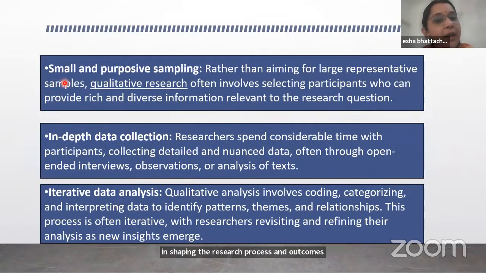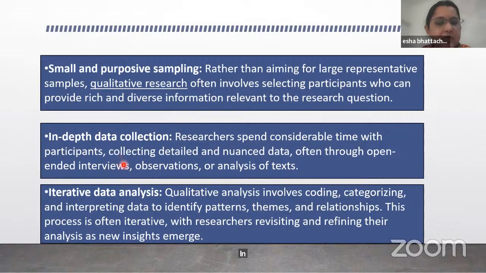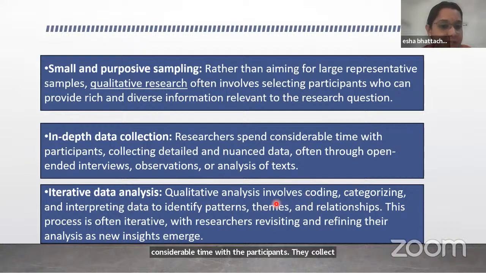We go for small and purposive sampling. Instead of large representative samples, which are used mainly in quantitative research, qualitative research involves choosing participants who can provide rich and diverse information relevant to the research question. In-depth data collection: the researchers here spend considerable time with the participants. They collect detailed, nuanced data, often through open-ended interviews, observations, or analysis of texts.